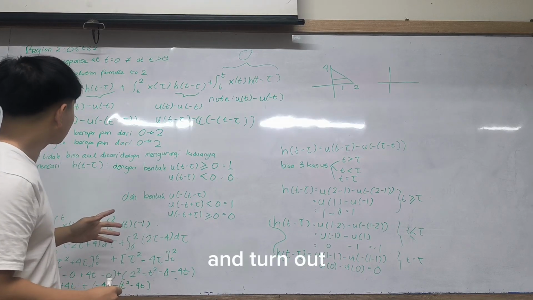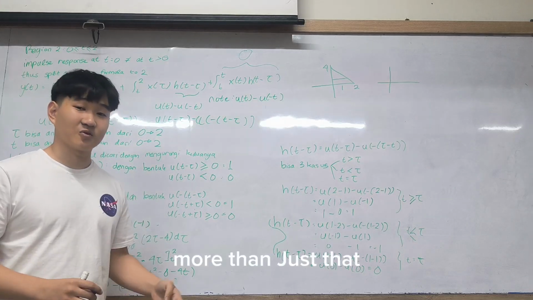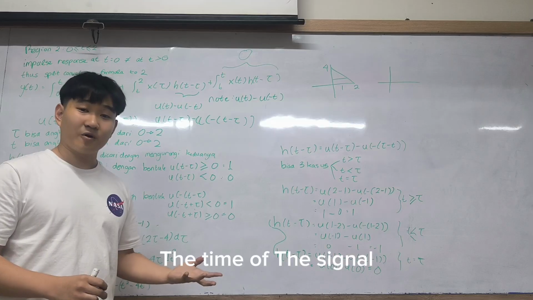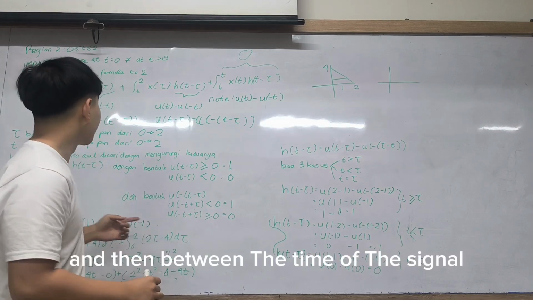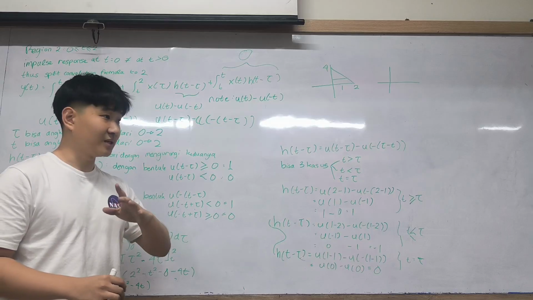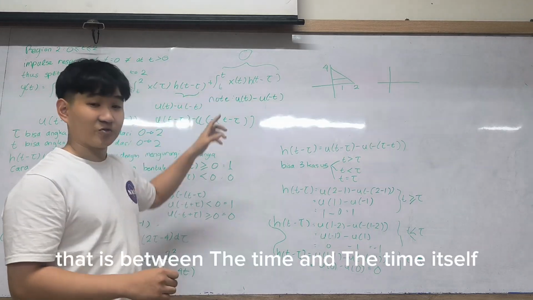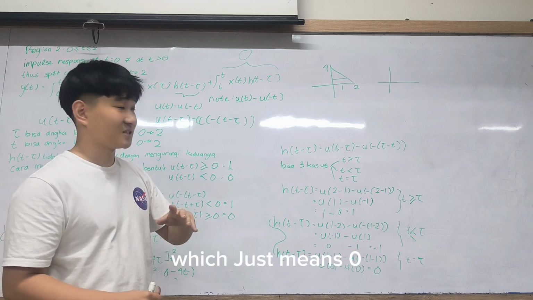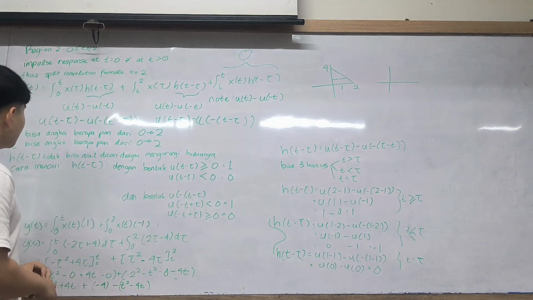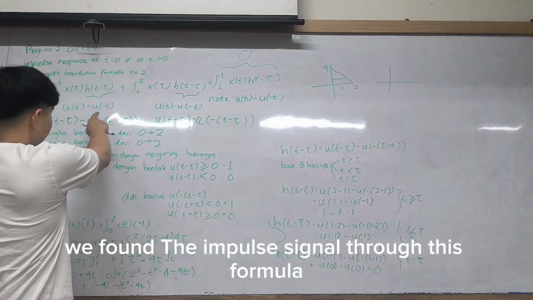And it turns out for this second region, we need more than just that. We need between 0 until the time of the signal, and then between the time of the signal to the maximum of the input signal range. And there is also one more, that is between the time and the time itself, which just means 0. It should be ignored. And yeah, previously we found the impulse signal through this formula.